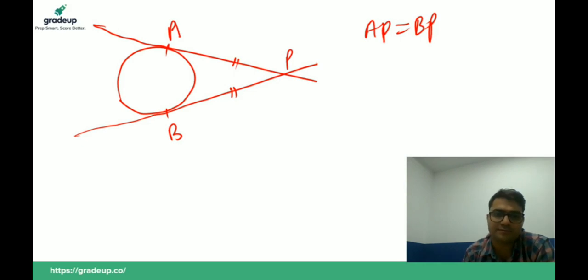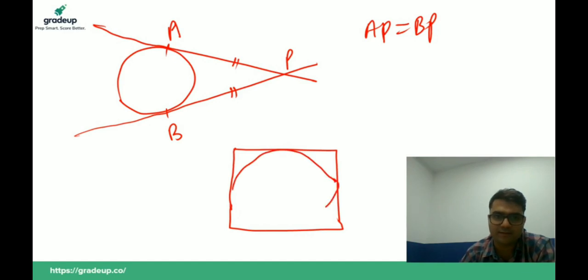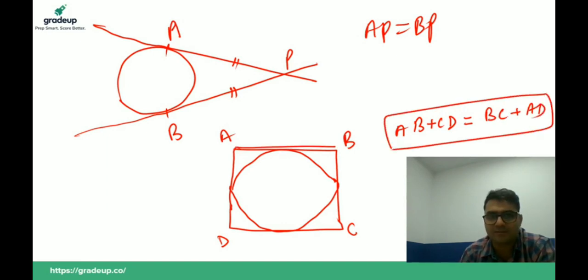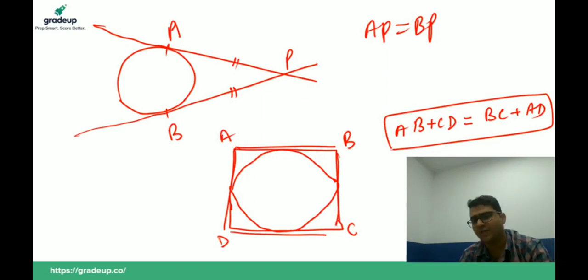Next property, if this is a quadrilateral and this is a circle, if this is A, B, C, D, then AB plus CD must be equal to BC plus AD. This plus this must be equal to this plus this. Now I will discuss some questions.